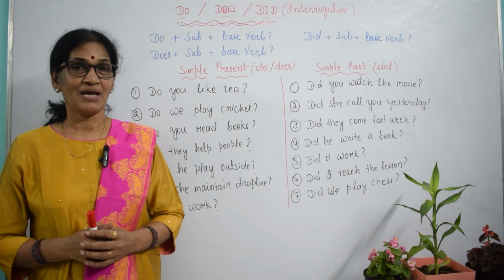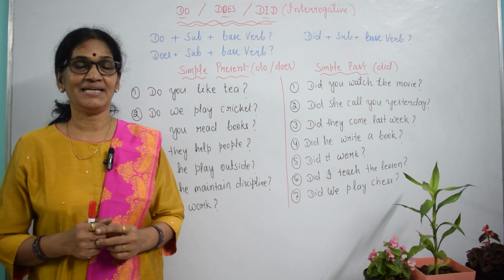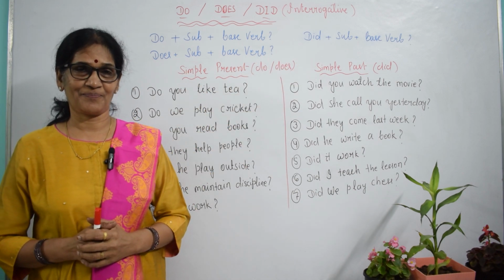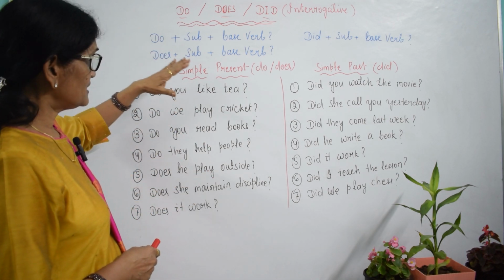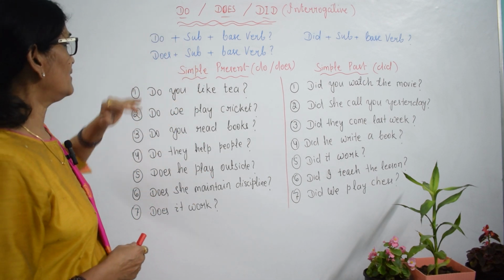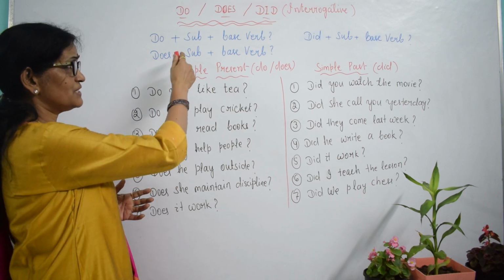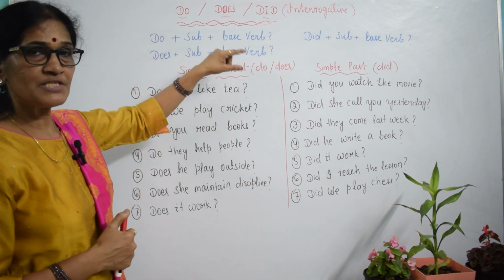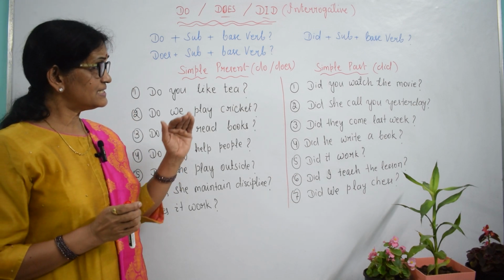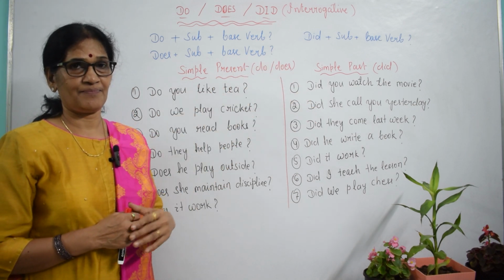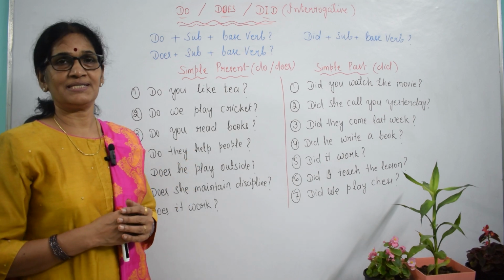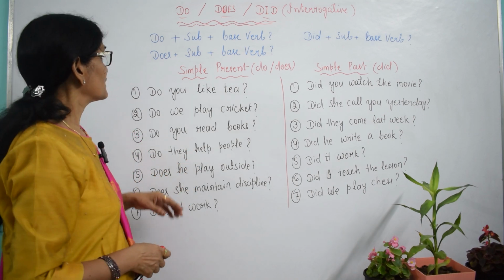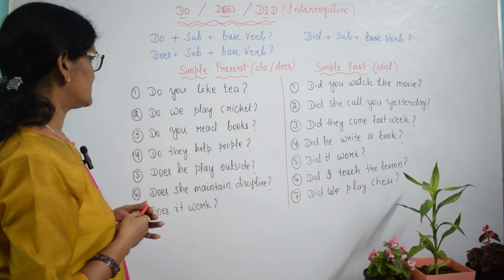Now learn how to use do, does and did in interrogative sentences in simple present and in simple past. In simple present, the structures are do plus subject plus base form of a verb, and does plus subject plus base form of a verb. Remember, in simple present and in simple past, in both negative and interrogative sentences, only the base form of verbs is used. Then let's see in sentences.